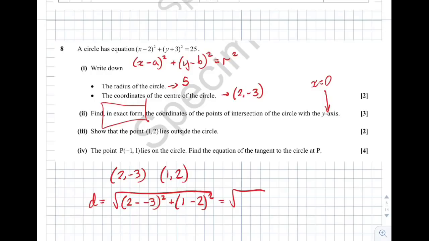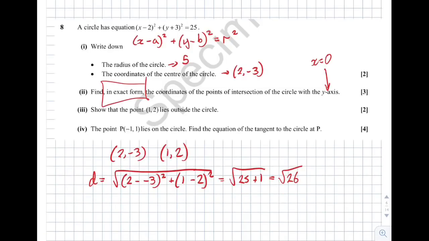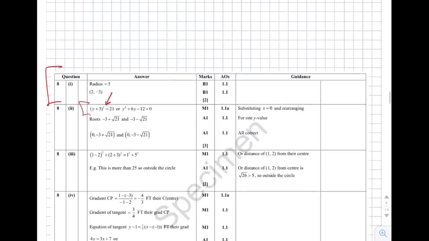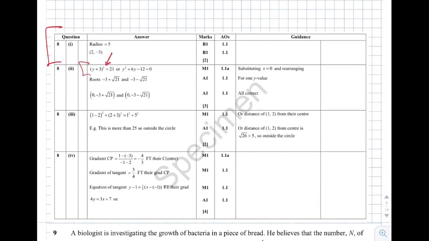So that's 2 minus minus 3 squared, which is going to be 25. Pardon me. 1 minus 2 squared is 1. So we've got root 26. So we know the distance to the point is root 26, which is bigger than 5. So we probably ought to say something there to say which is greater than 5. So again, I've done it a slightly alternative way. They've subbed the point into the circle and shown this is more than 25, so outside the circle. So essentially, if you substitute the point into the left-hand side of the equation, you'll get 26, which is bigger than 25, so you can justify it's outside the circle.